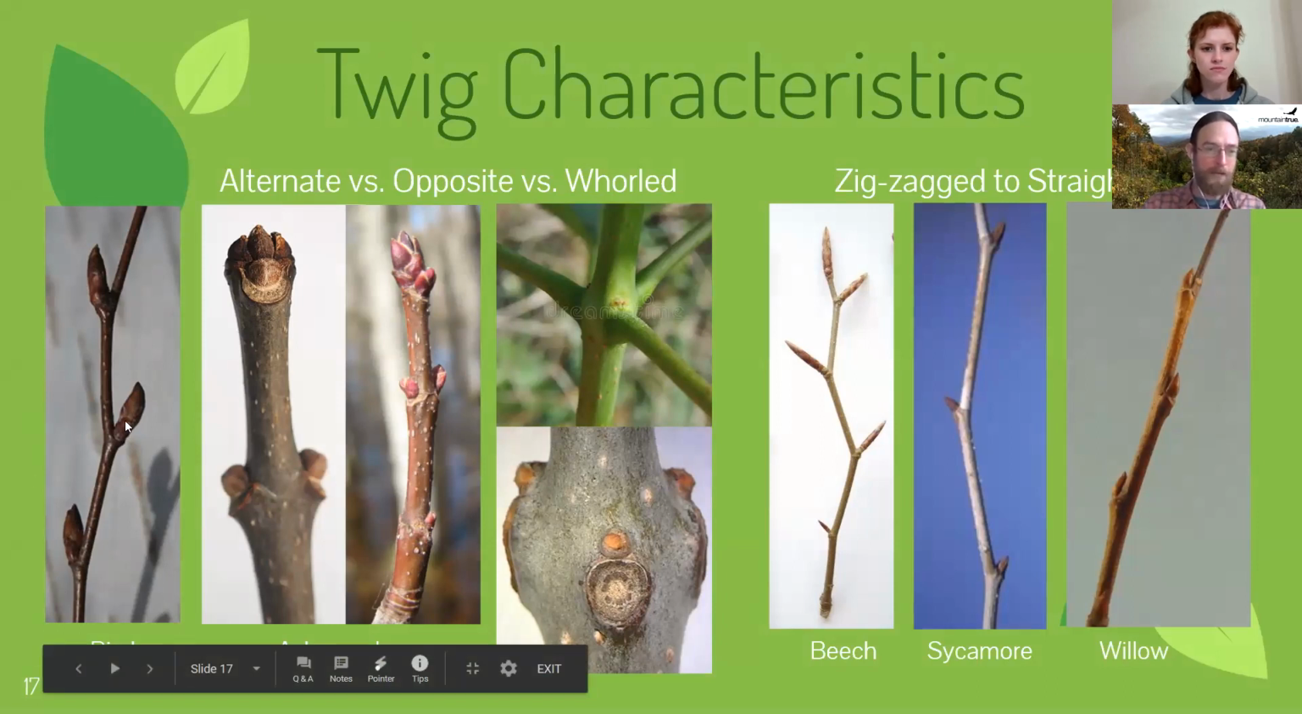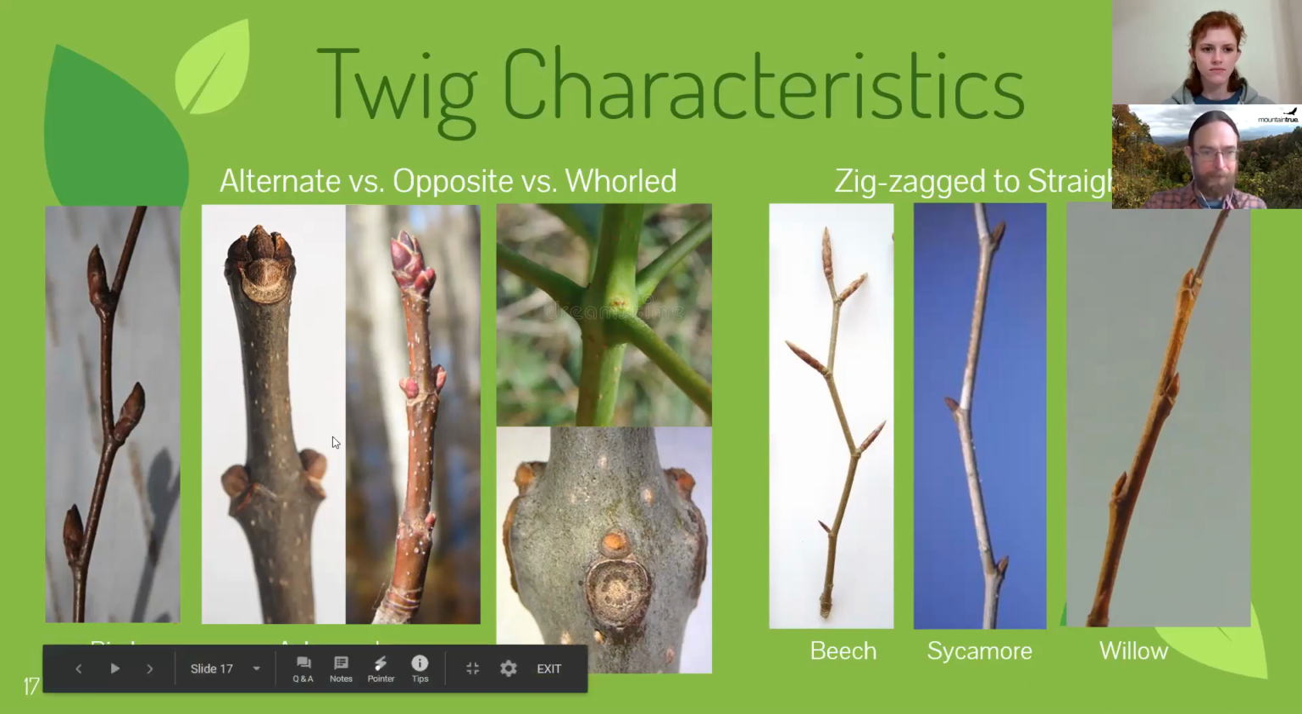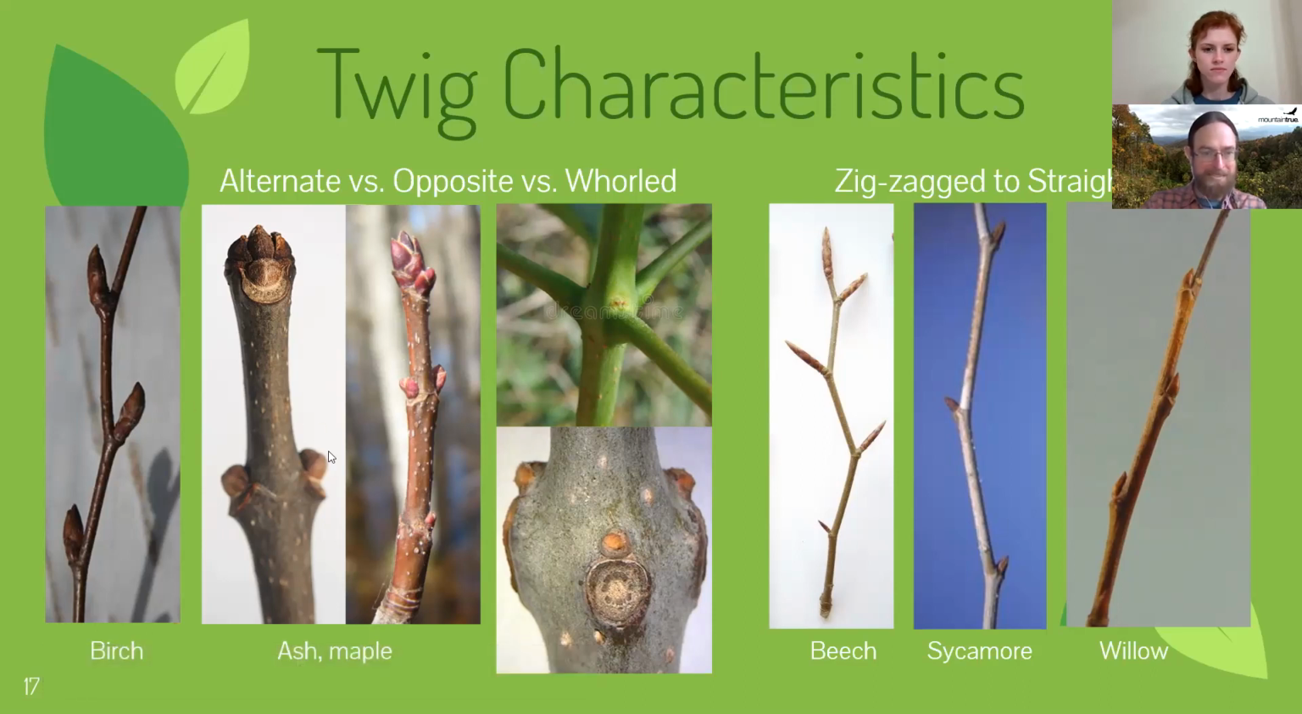Also notice about birch, the buds are stalked. So the buds actually extend up quite a ways from the twig. That's referred to as a stalk on the bud. And it's a really good clue that you've got a birch. The next twig, moving left to right, is ash. Notice that the buds are opposite on this tree.